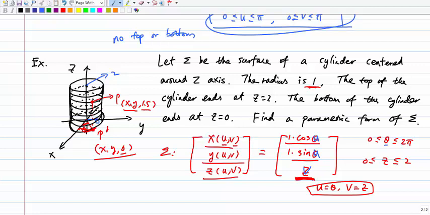By looking at this, the theta angle should go from 0 degrees to 360 degrees, which is from 0 to 2 pi. And z, you start from 0 to 2, because the bottom one is 0 and the top is 2. That will define all points on the surface of the cylinder, excluding the top and bottom.